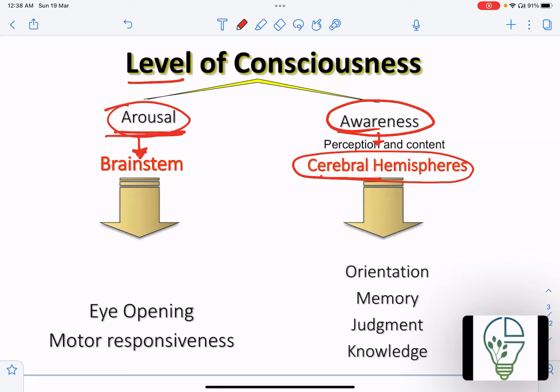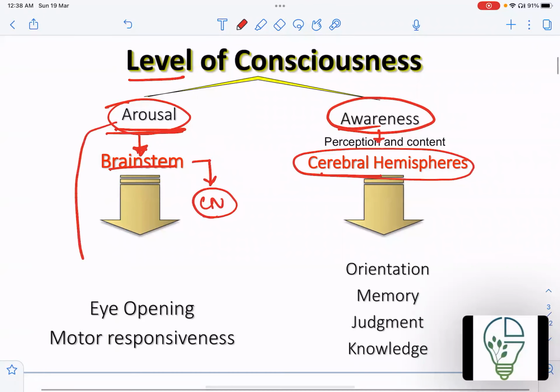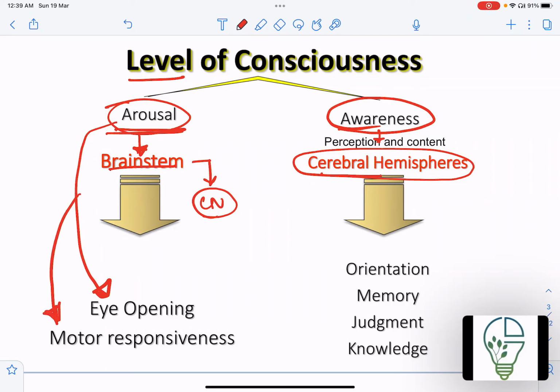The brainstem mainly carries the cranial nerves, right? And all of the tracts, your spinothalamic, your dorsal column, all of them pass through the brainstem, right? So arousal accounts for eye opening and closing, and like I said, when I talk to someone, for example, if me and person X are having a conversation, the way they respond, the way they communicate, all of this is part of arousal, right? And motor responsiveness. How well can a person respond in terms of motor activity?